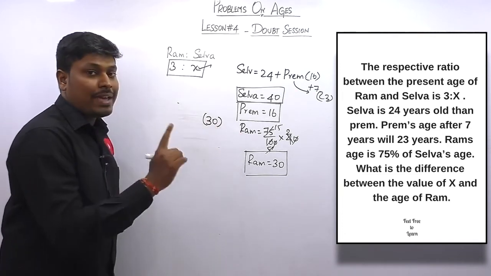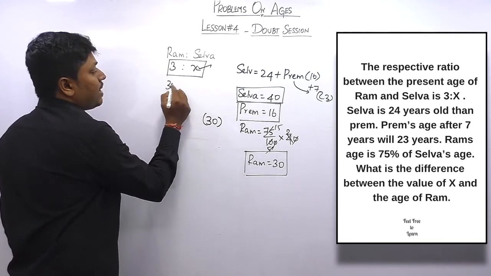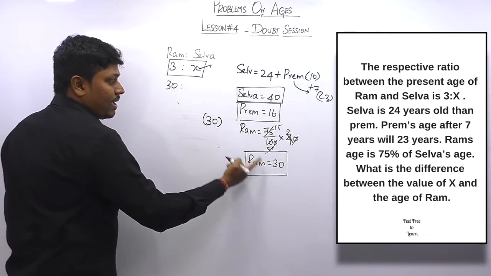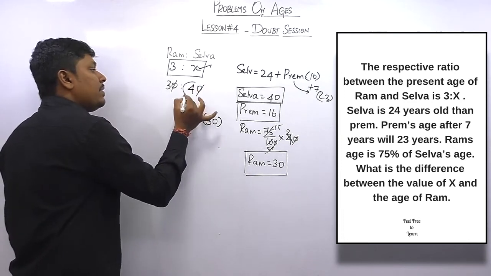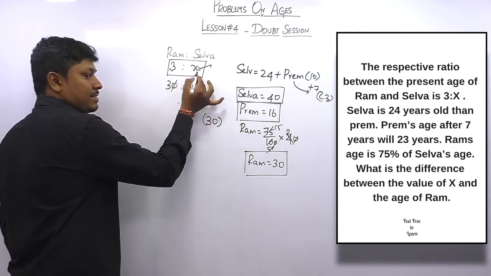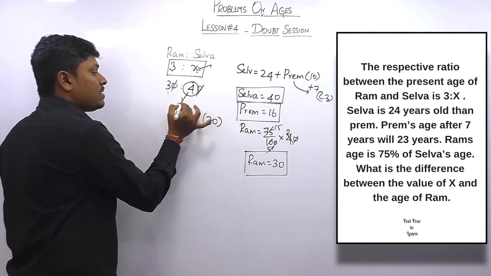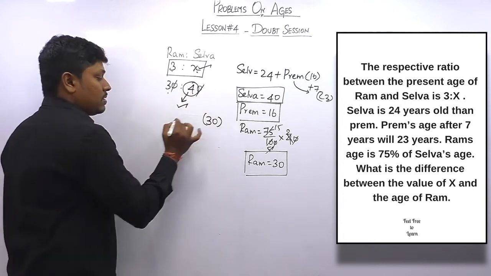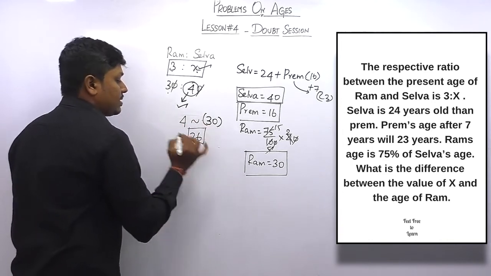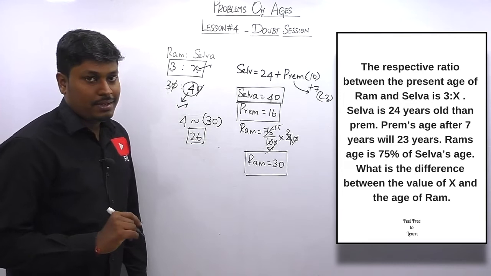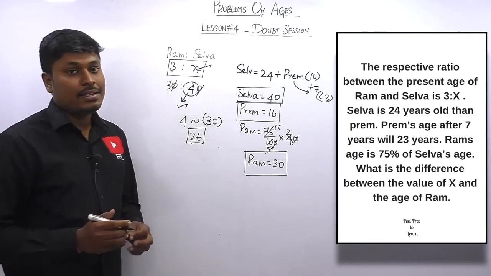What is the value of X? We know Ram's age is 30 and Selva's age is 40, so we can cancel 0 and 0. Now the value of X is 4, 3 is to X, so 3 is to 4. So the value of X is 4, so 4 difference 30 will be 26. So the answer for this question is 26. Friends, got it? Don't say the answer is 10, it is wrong.